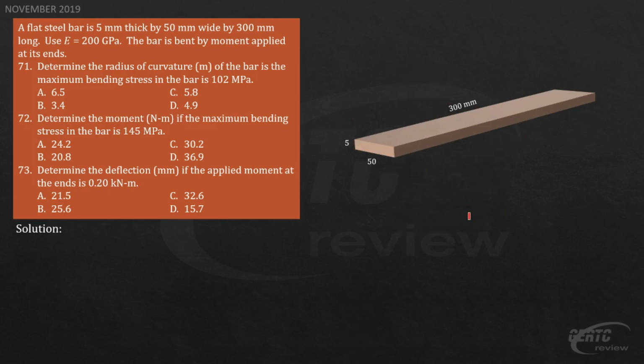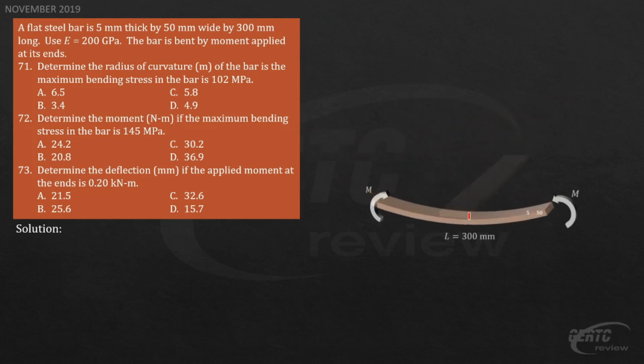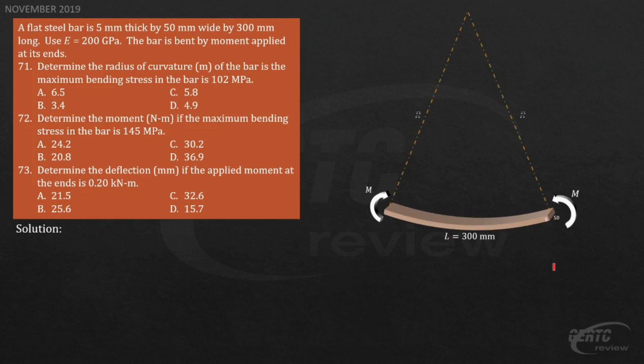So pag binend natin at that, it will become like this. Ayun, so the moment is unknown in this case. So 300 mm itong length na yan, the arc of that 50 by 5. Ito yung ating radius of curvature. And the angle is theta here. Angle is theta. So in the first part, given ang kanyang bending stress. The bending stress is 102 MPa.